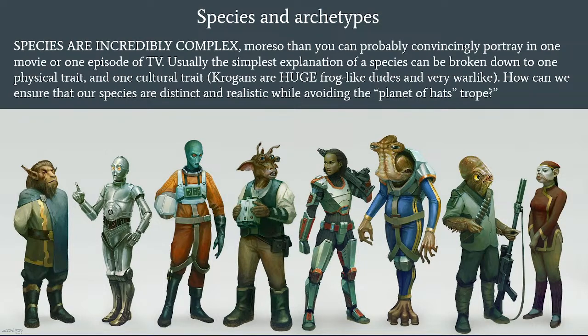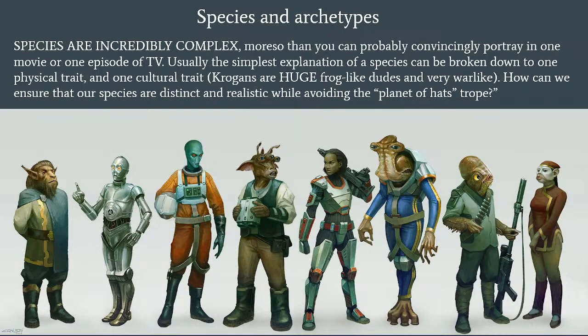So, the simplest explanation of a species, or the simplest example of one, can usually be broken down to one physical trait and one cultural trait. So, let's start with Krogans, for instance. We all know Krogans. If you play Mass Effect, you know Krogans. They are huge frog dudes who are very warlike. They're sort of like orcs or Klingons in that way.